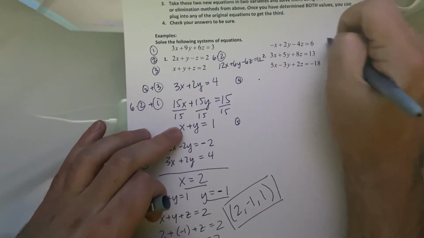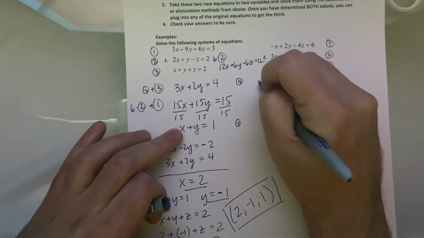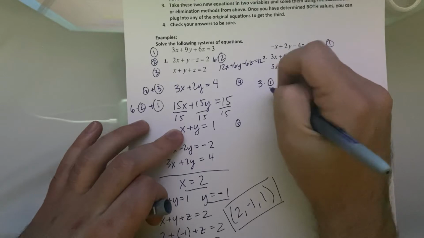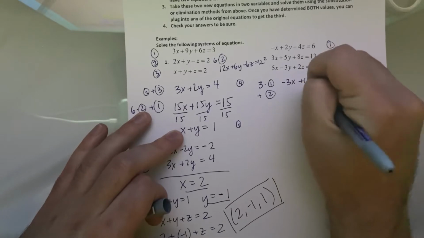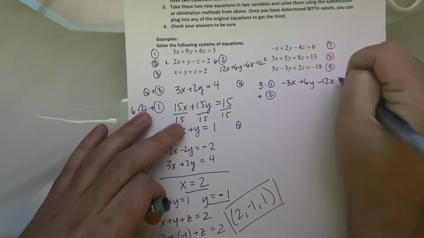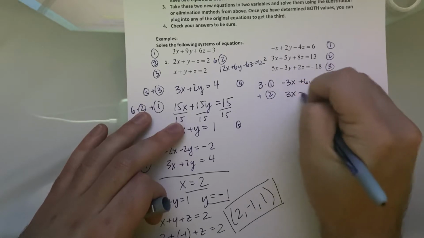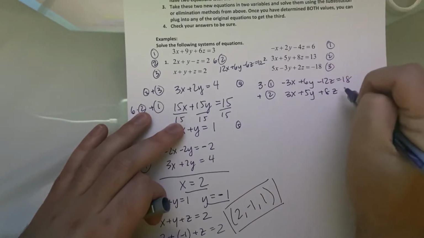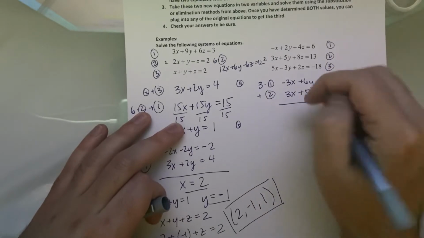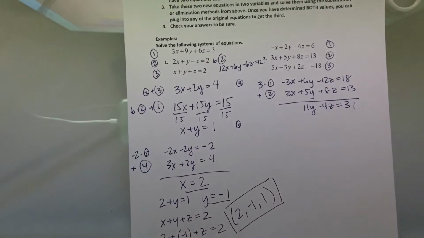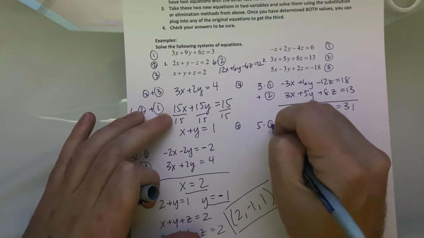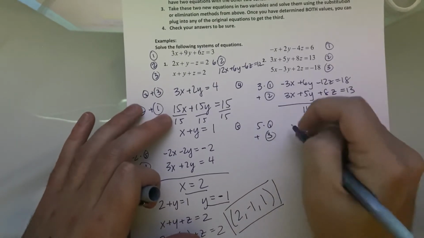If I, again, label these 1, 2, and 3. If I do 3 times equation 1, I know that'll allow me to add it to equation 2. That would be negative 3x plus 6y minus 12z equals 18, plus 3x plus 5y plus 8z equals 13, to get 11y minus 4z is 31. Again, once I've combined 1 and 2, if I'm going to use 1 still, I want to do 1 and 3. So I'll do 5 times 1 plus equation 3 here. So this one's 4.